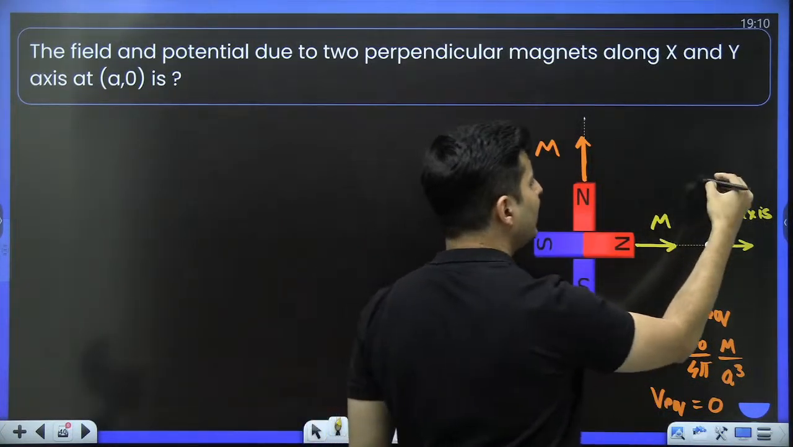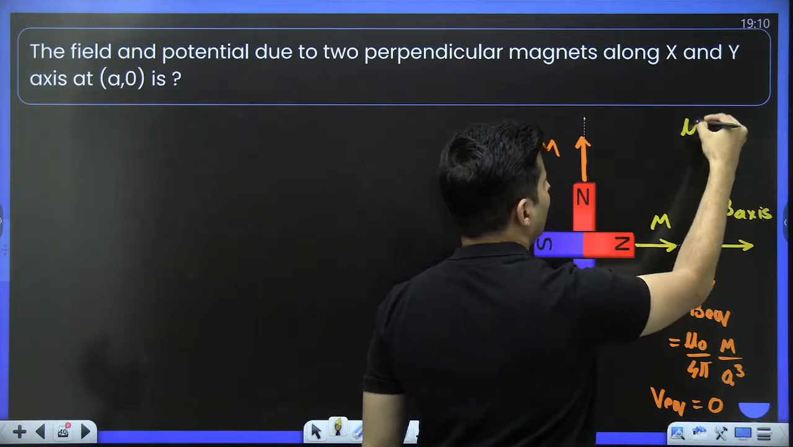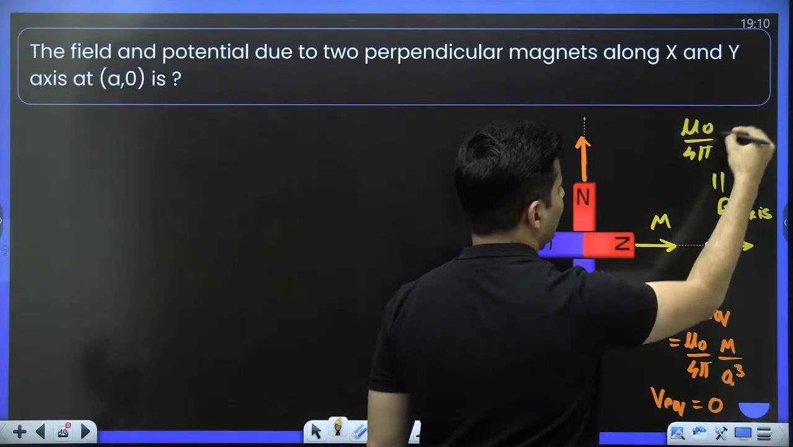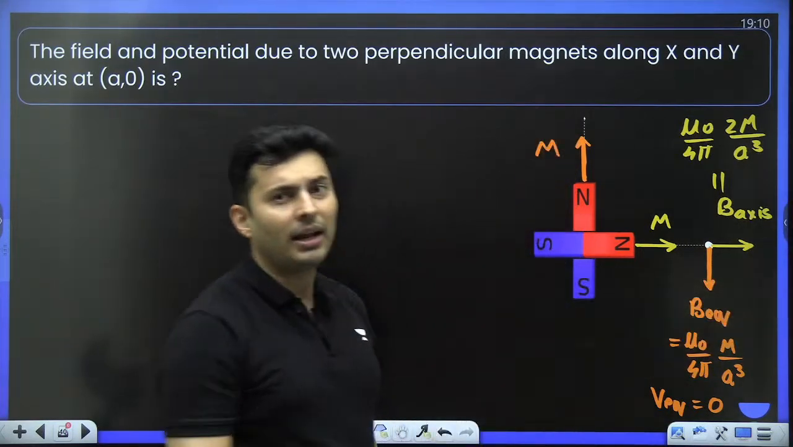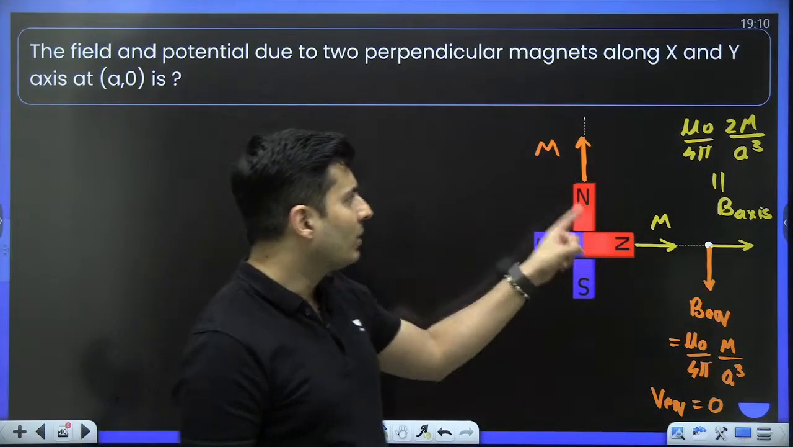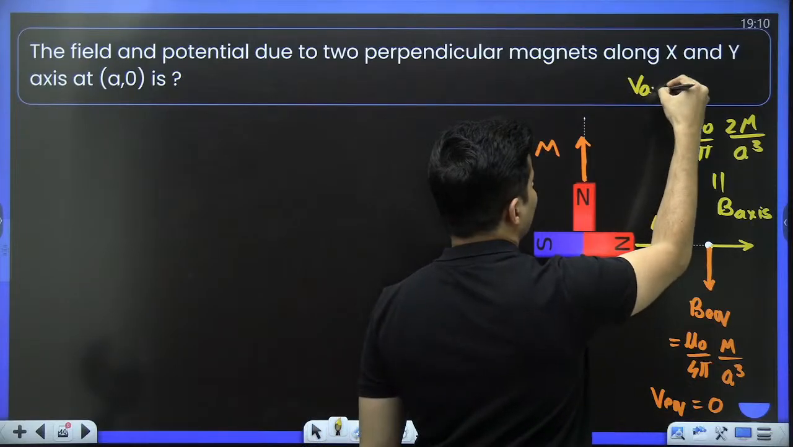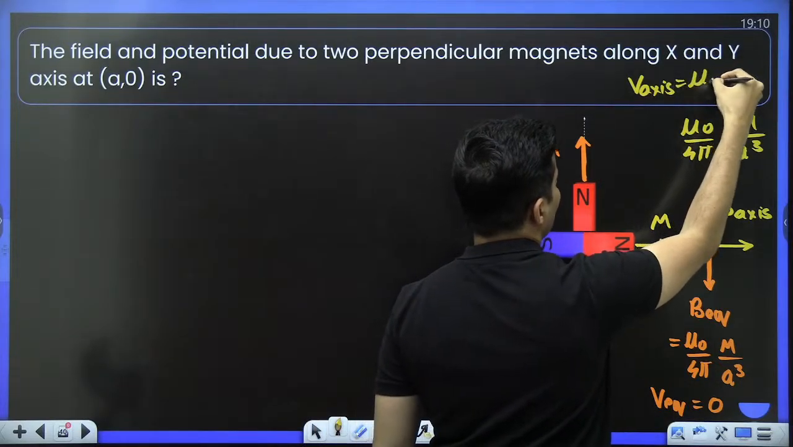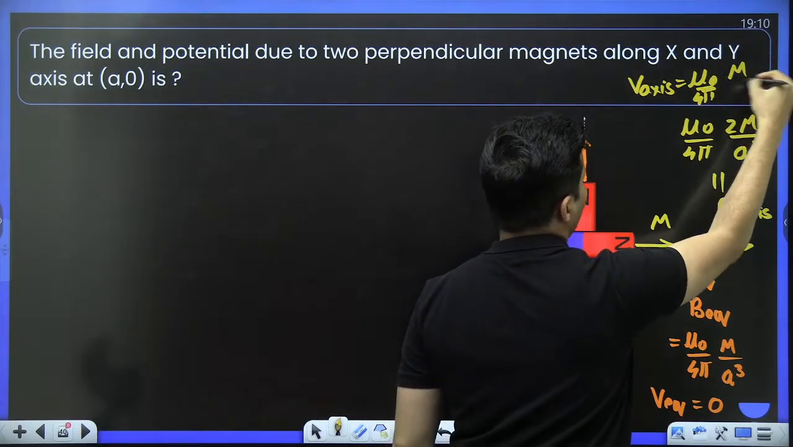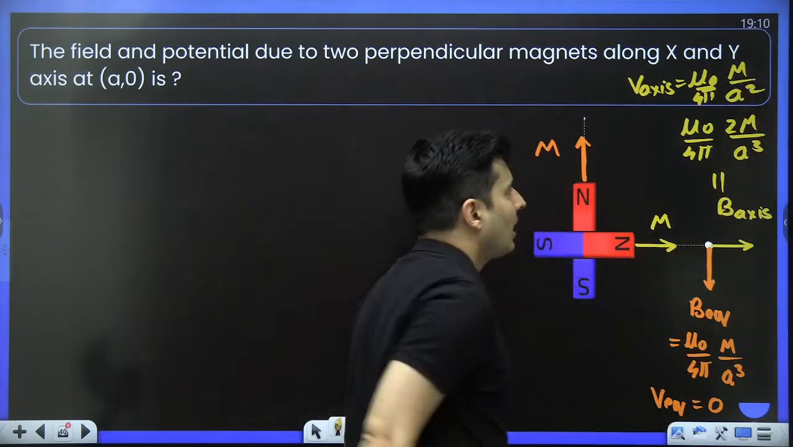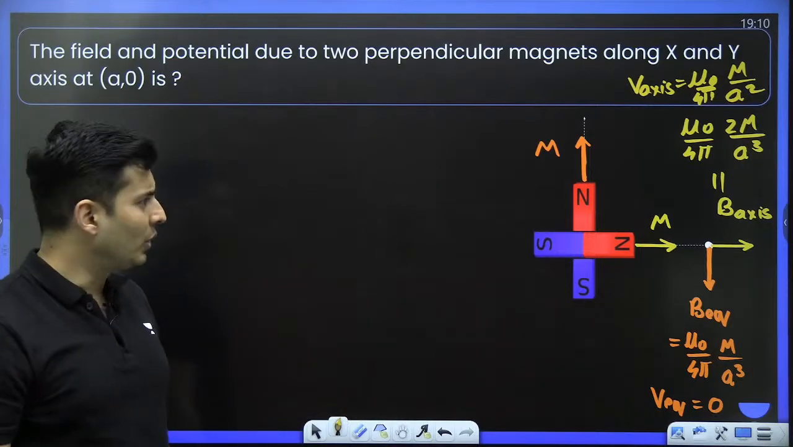How much will be the field? It will be mu naught by 4 pi, 2m by a cube. Everyone with me? And what will be the potential on the axis? The formula is mu naught by 4 pi m by a square. That's the formula for potential.